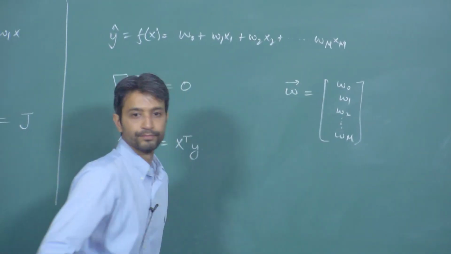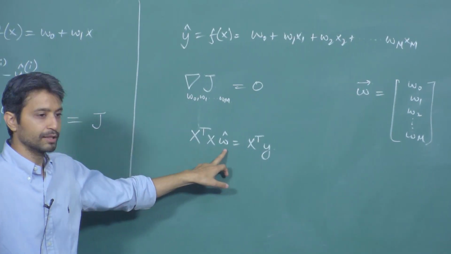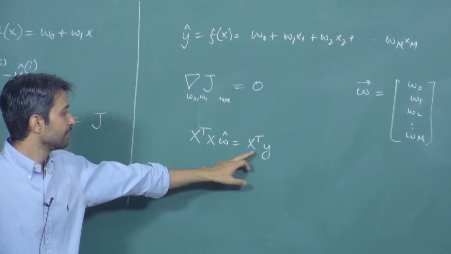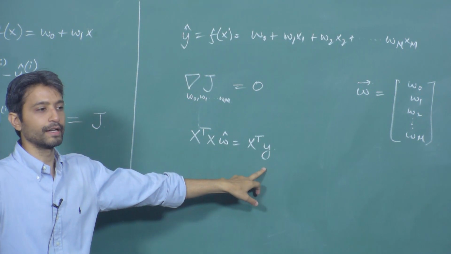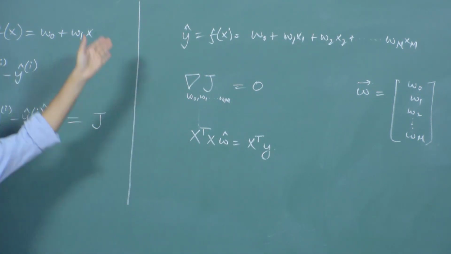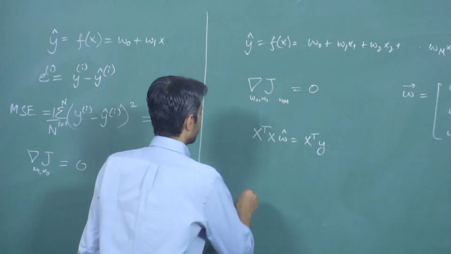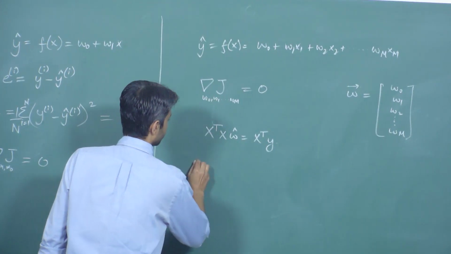And this thing is a vector. Okay, so this is a matrix w cap vector, x transpose matrix y vector. Okay, what is my y vector? My all n points. Okay, and how does the x matrix look like?